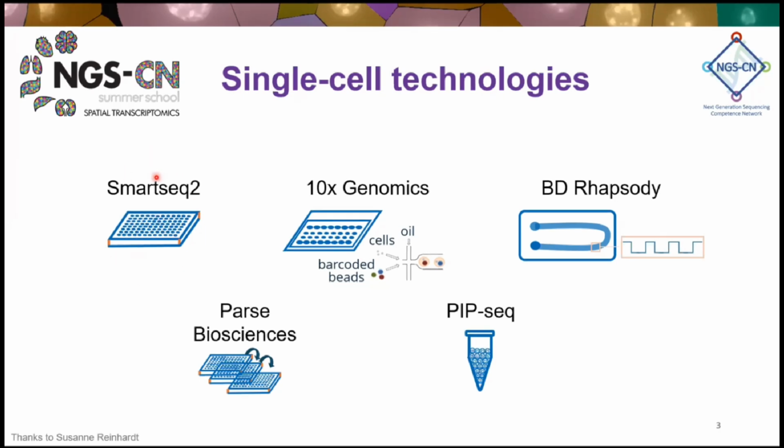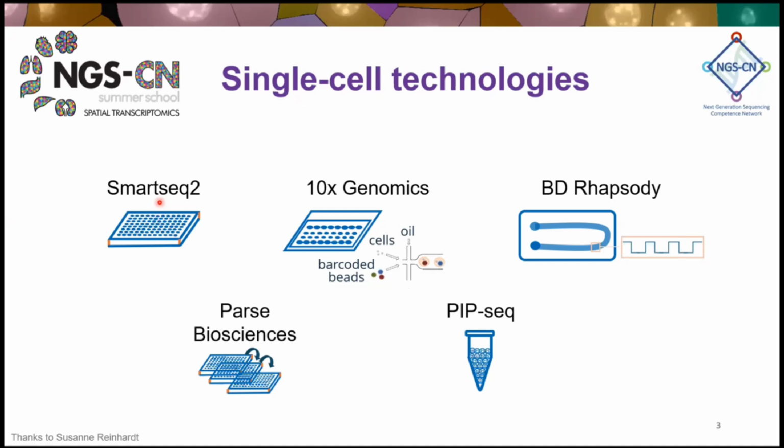First of all, we have SmartSeq2, a plate-based technology, meaning, explained as a bioinformatician, you have a 96-well plate. You put a cell in each well, you sequence, and you're done. It sounds very easy, right? This was probably the first single-cell sequencing technology. I think it's over 10 years old already.